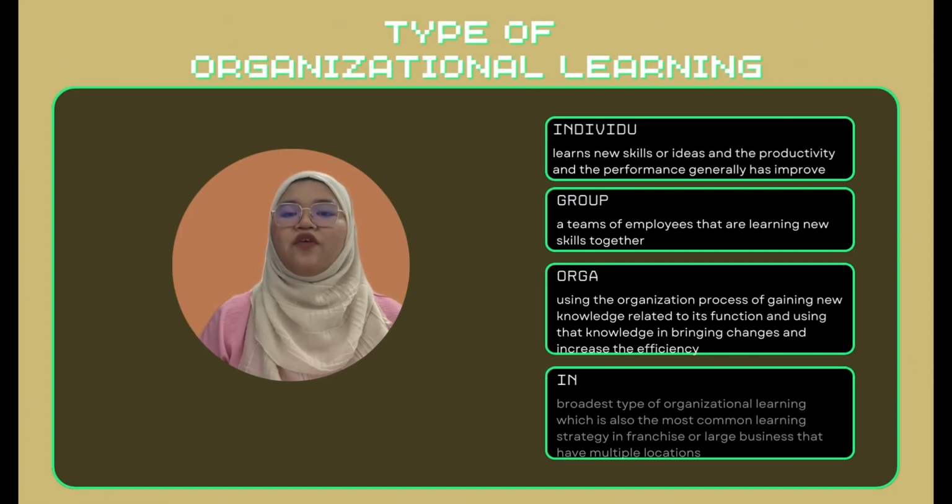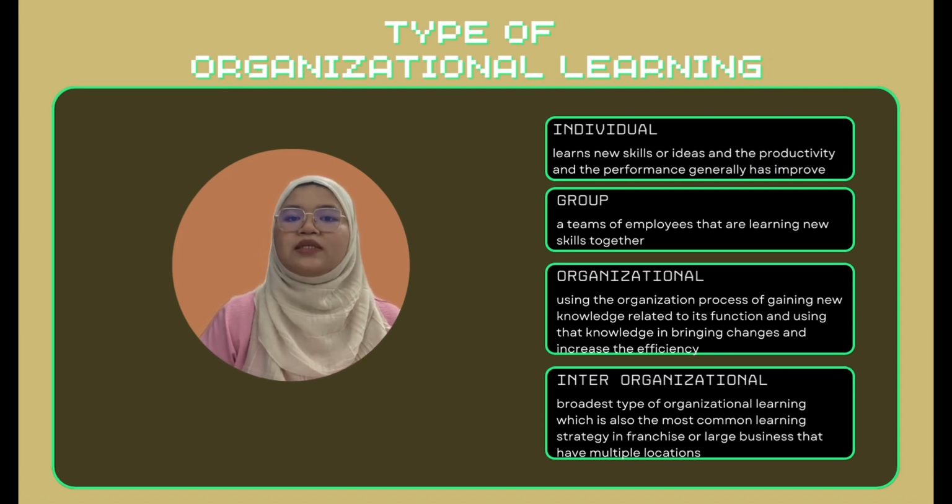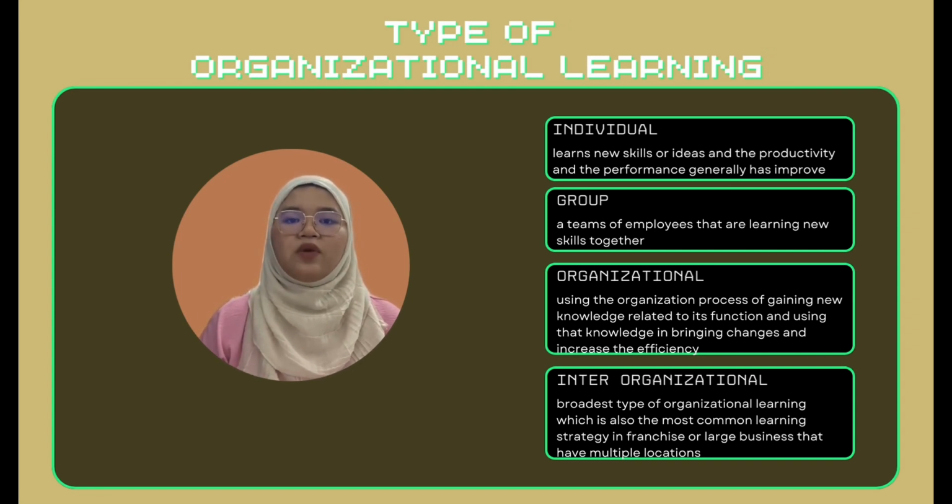There are also 4 different types of organizational learning, which consist of individual, group, organizational, and inter-organizational. Individual learning is when an individual worker learns new skills or ideas and the productivity and the performance generally have improved. Group learning can be indicated as teams of employees that are learning new skills together. Organizational learning is the organization's process of gaining new knowledge related to its functions and using that knowledge in bringing changes and increasing the efficiency.